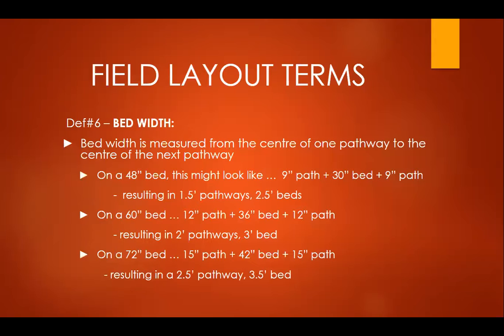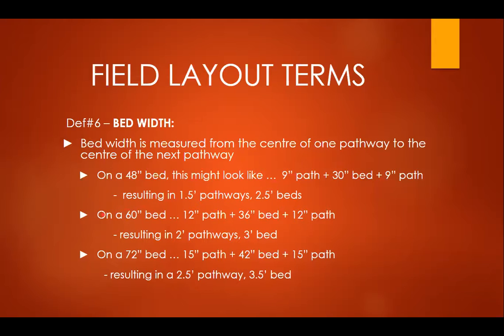Okay, definition number 6 is all about bed width. Bed width is measured from the center of one pathway to the center of the next pathway. So if you have a narrower bed of 48 inches, that might look like 9 inches worth of pathway, 30 inches worth of bed, and another 9 inches of pathway, which if you combine those 2 9 inches, you end up with a pathway that's 1.5 feet wide and beds that are 2.5 feet wide.